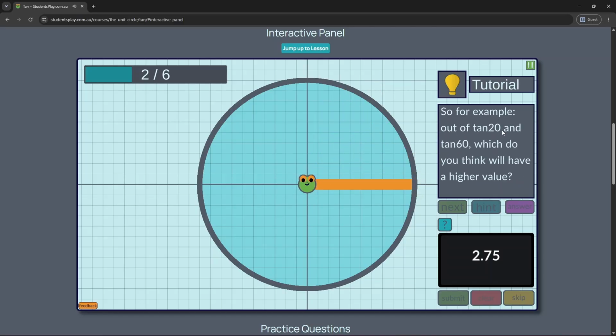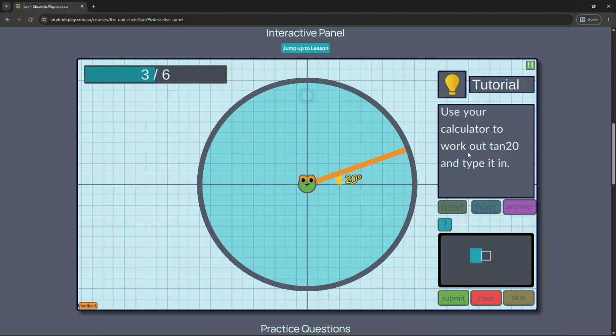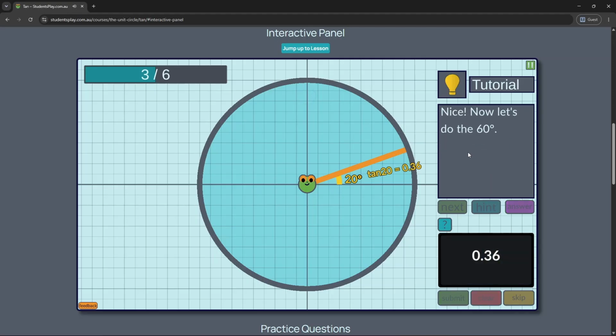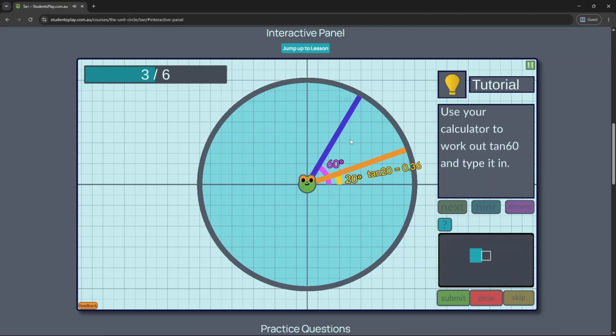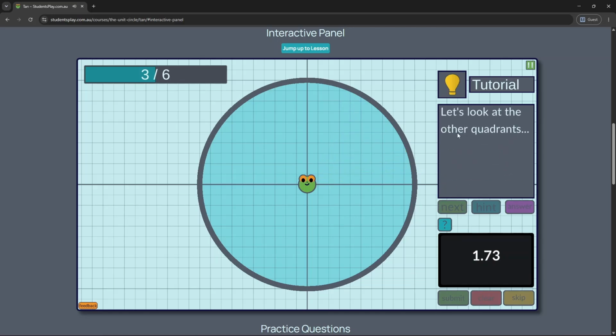So for example, out of tan 20 and tan 60, which do you think will have a higher value? Well, tan 20 would go like that steep, and then 60 would be up there, so I think the tan 60 would be steeper. Let's look at both. There's our 20. Use the calculator to work out tan 20. Okay, 0.36. Makes sense, it's not that steep. Now let's do the 60 degrees. That looks way steeper. So tan 60, 1.73. Tan 60 is greater than tan 20 because the 60 degree line is steeper than the 20 degree line. Okay, checks out. Let's look at the other quadrants.